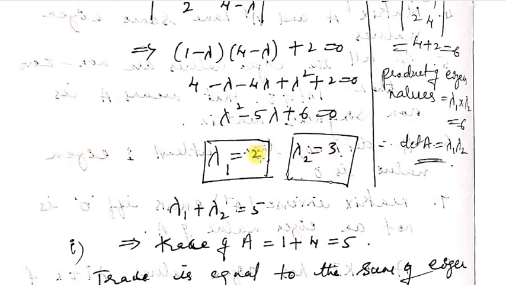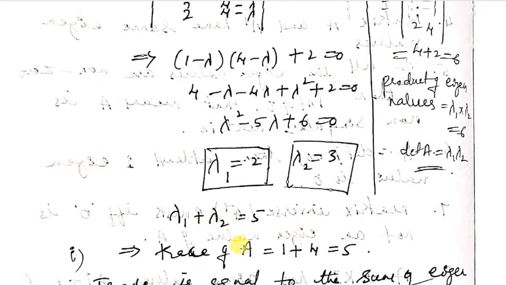Since we have found the eigenvalues, let us show that trace of A is equal to the sum of the eigenvalues and determinant of A is equal to the product of the eigenvalues. So this is a very simple task. Lambda 1 plus lambda 2, the sum of the eigenvalues, is 5. Then what is the trace of A? How to get the trace of A?